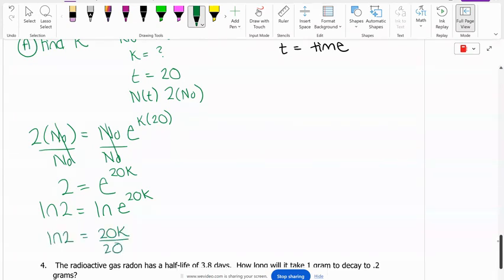I'm going to divide by 2. I'm sorry, 20, not divide by 2, divide by 20. And now we have k is equal to the ln of 2 over 20. We're going to use this now for our next phase.